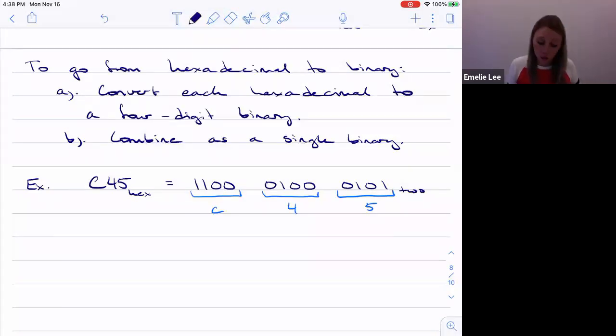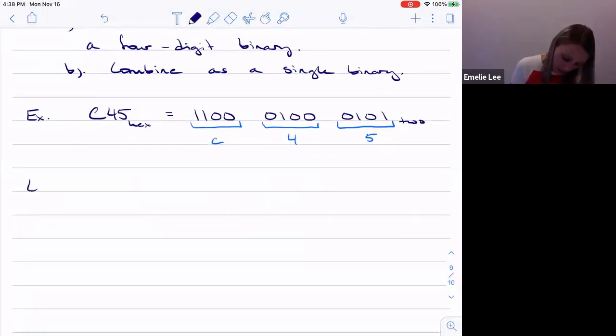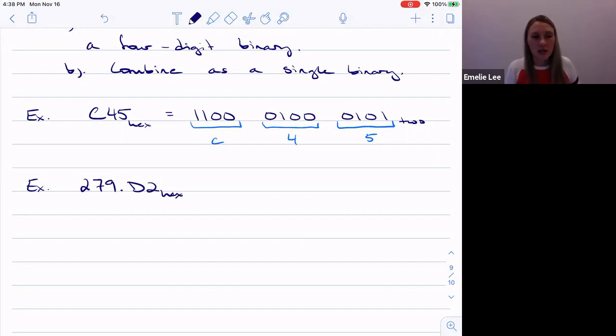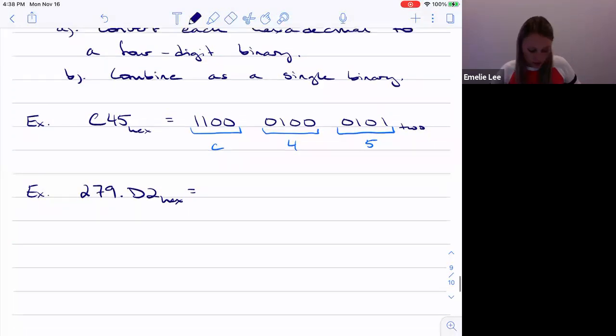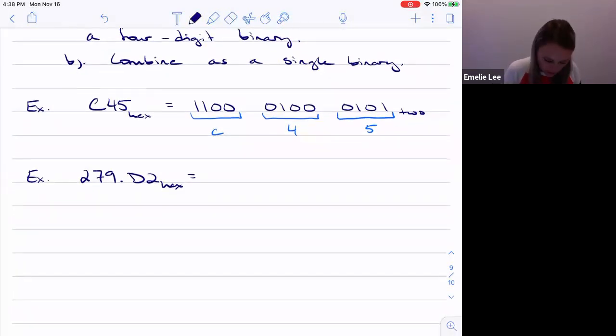We can even have something weird, maybe, like 279.D2 as a hexadecimal. Remembering that the decimal point just stays and it translates to whatever base that you're working in, right? So it's just kind of a holding point. Okay, and so 2 becomes, and I'll just give them to you.